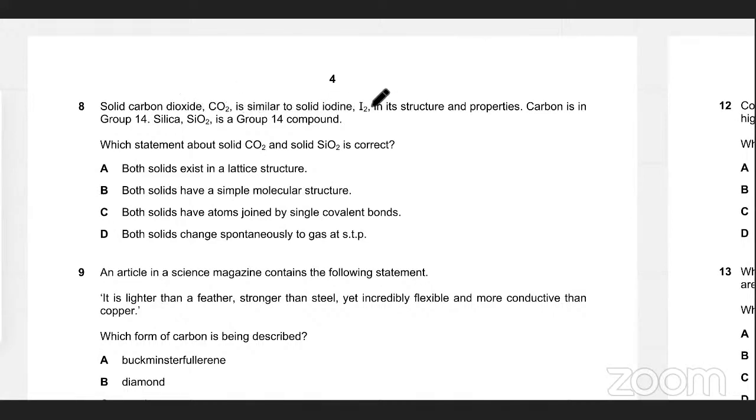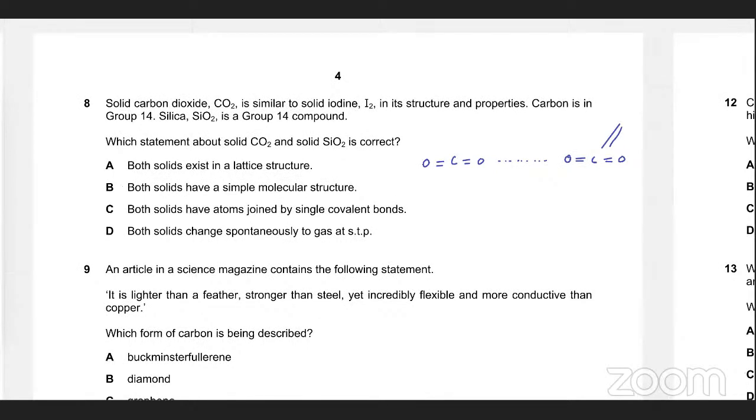Solid carbon dioxide is similar to iodine in its structure and properties. Carbon is group 14. SiO2 is a group 14 compound also. Which statement about solid CO2 and solid SiO2 is correct? In their structures, one of them is a simple molecular structure: you've got a CO2 molecule, you've got another CO2 molecule. These independent molecules are simple molecules. They just have weak van der Waals forces between them, temporary dipole induced dipoles, that's it. Which is why carbon dioxide is a gas. The molecules are freely roaming around, nobody is holding anyone back. They're just randomly moving around because the attractive forces are almost non-existent.